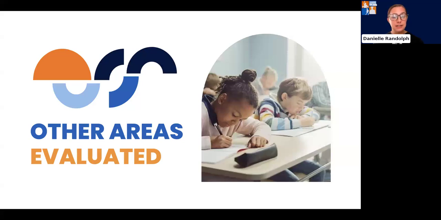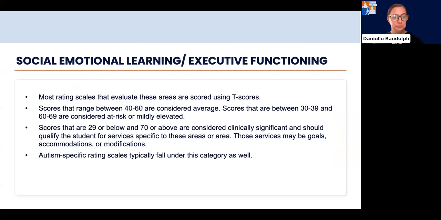Next, we're going to talk about some other areas that are evaluated. So we look at social emotional learning and executive functioning skills whenever we're concerned that a student, again, might have ADHD, or if they're struggling with any sort of behavior or mental health. Usually we're going to look at different rating scales to assess these areas.